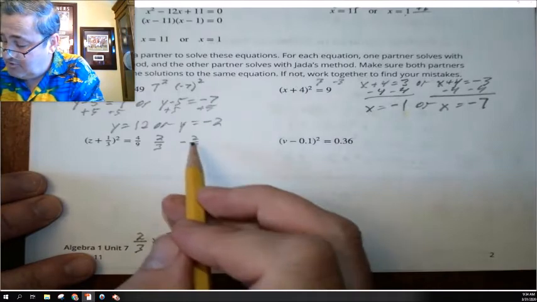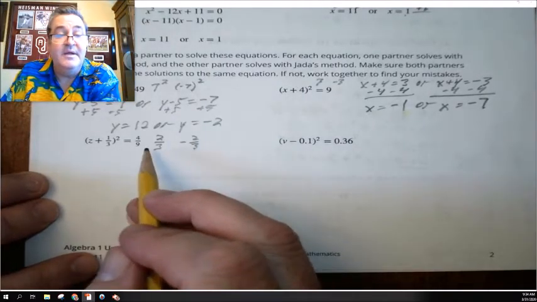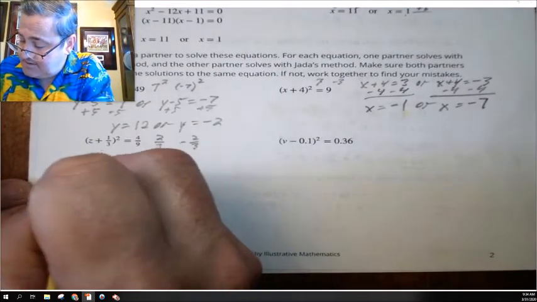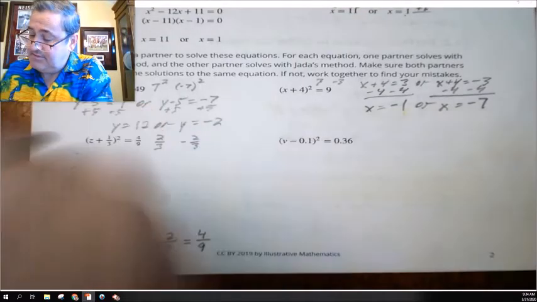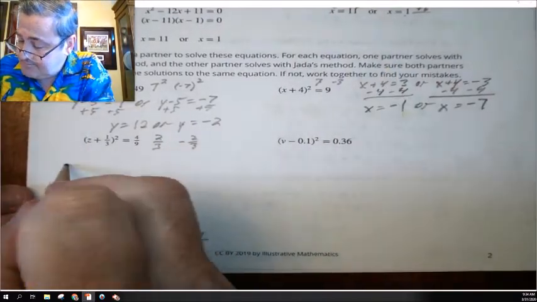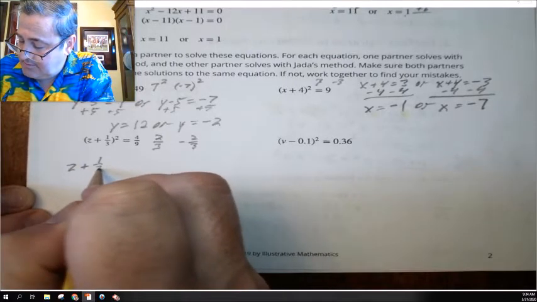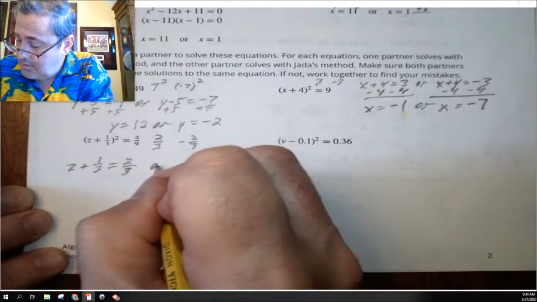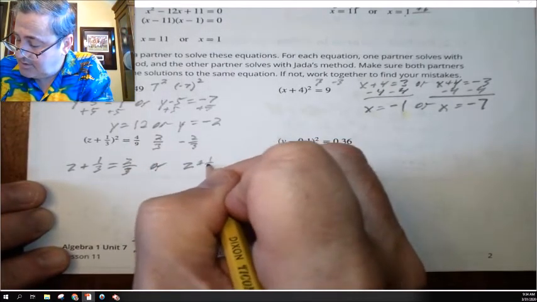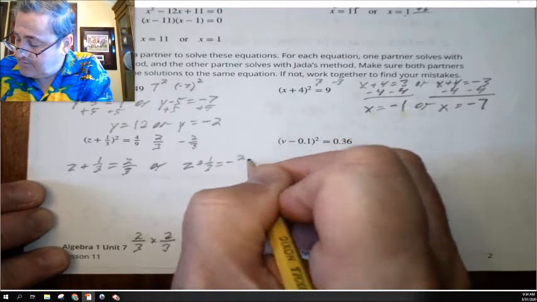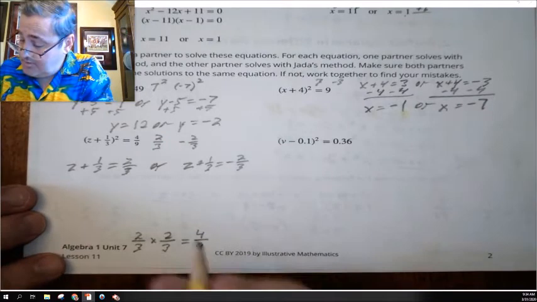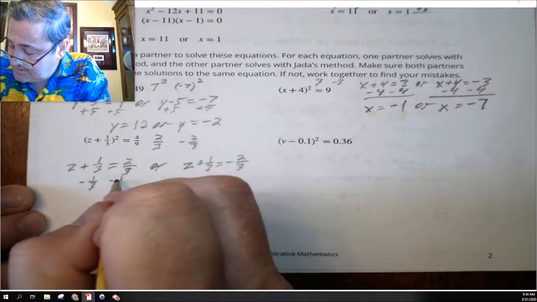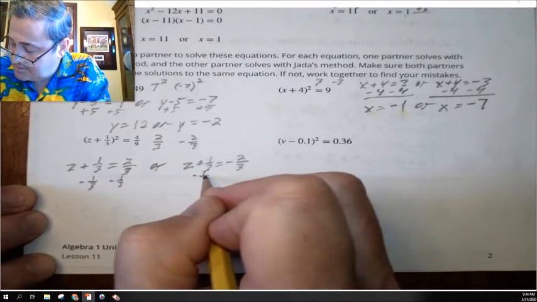Either one of those would multiply by itself to be a positive 4/9, because either positive times a positive or negative times a negative. So not x, I'm trying to write an x. They got me in the habit of that. Z plus 1/3 equals 2/3, or z plus 1/3 equals negative 2/3. Okay, so we would subtract 1/3 because that's what's with the z, and we want to get the z by itself. Subtract 1/3. We'll do that over here also.